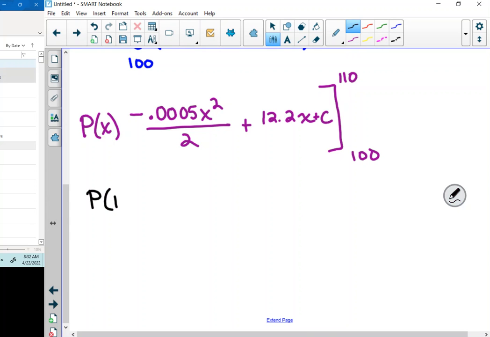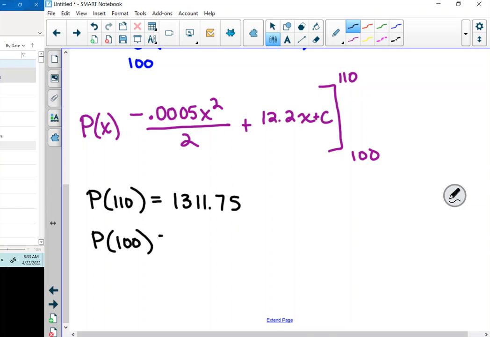But if I hit 110 on this profit function with my calculator, because I don't know what that is. 110 squared times negative 0.0005 divided by 2 plus 12.2 times 110. All right, I'm getting 1311.75. I don't know if that's right.